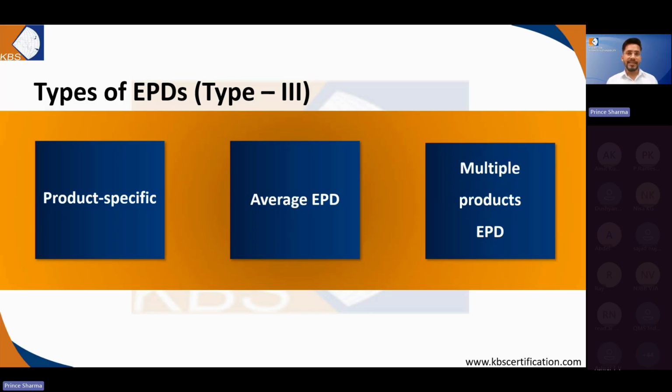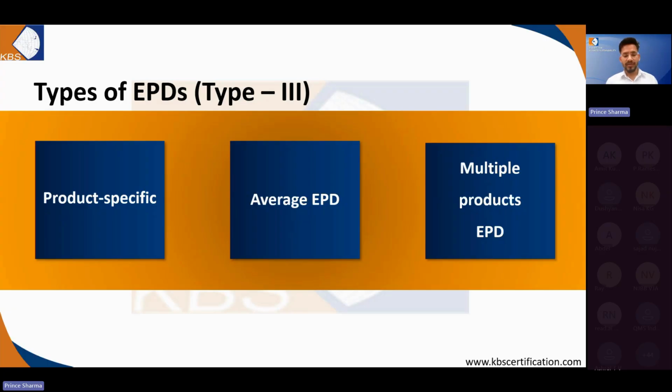So in this EPD, we will be having different products listed in one EPD, and all the impact categories will be covered under that particular EPD. So if we talk about some real world examples, then suppose you are manufacturing some steel plates or pallets. And those are only changing by the size. Then what you can do? You can go for the multiple products EPD.